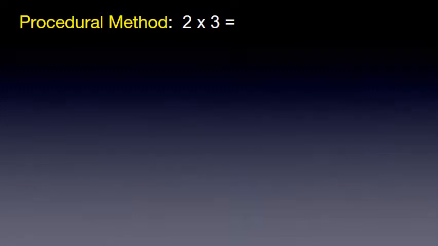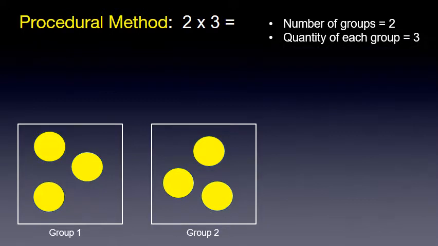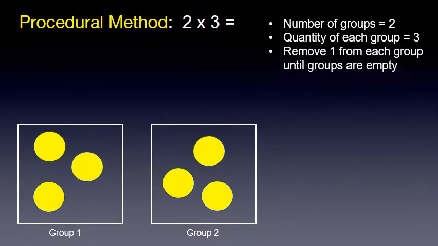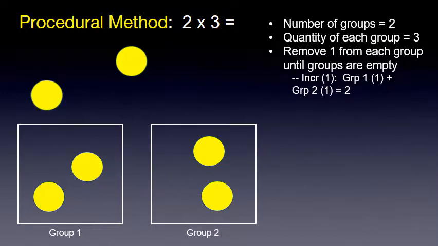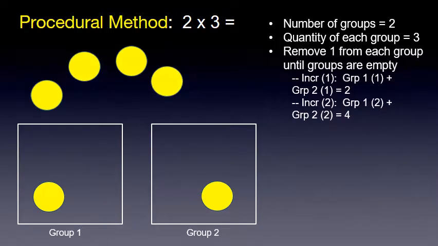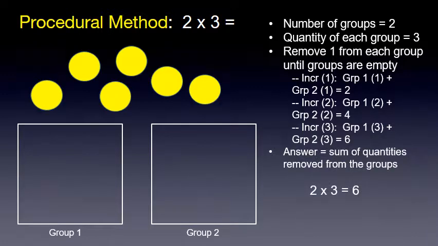Procedural method, 2 times 3 equals. Number of groups equals 2. Quantity of each group equals 3. Remove 1 from each group until groups are empty. Increment number 1, we remove 1 from group 1 and 1 from group 2 for a total of 2 removed. Increment 2, we remove 2 from group 1 and 2 from group 2 for a total of 4. Increment 3, 3 are now removed from group 1 and 3 are removed from group 2 for a total of 6. The answer equals the sum of the quantities removed from the groups. 2 times 3 equals 6.